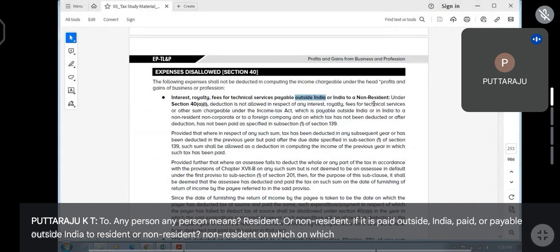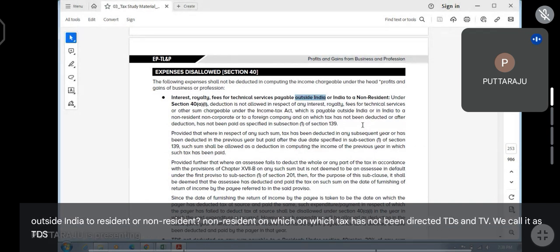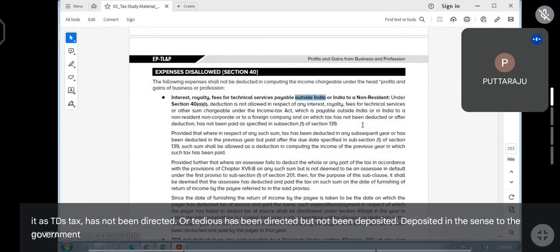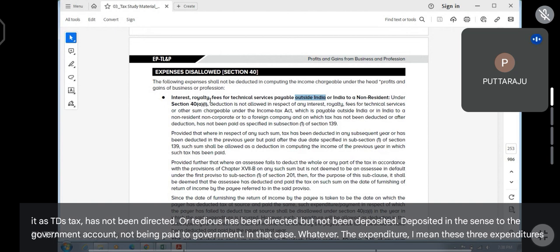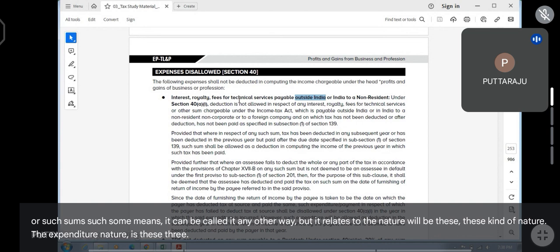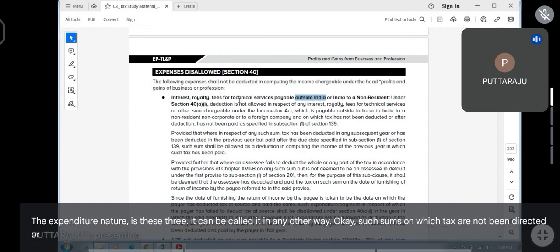on which tax has not been deducted, TDS. We call it as TDS. Tax has not been deducted, or TDS has been deducted but not been deposited. Deposited in the sense to the government account, not been paid to government. In that case, whatever the expenditure, I mean these three expenditures or such sums. Such sum means it can be called any other way, but the nature will be these three. That expenditure nature is these three. It can be called in any other way. Okay, such sums on which tax has not been deducted or deducted but not been paid to the government.